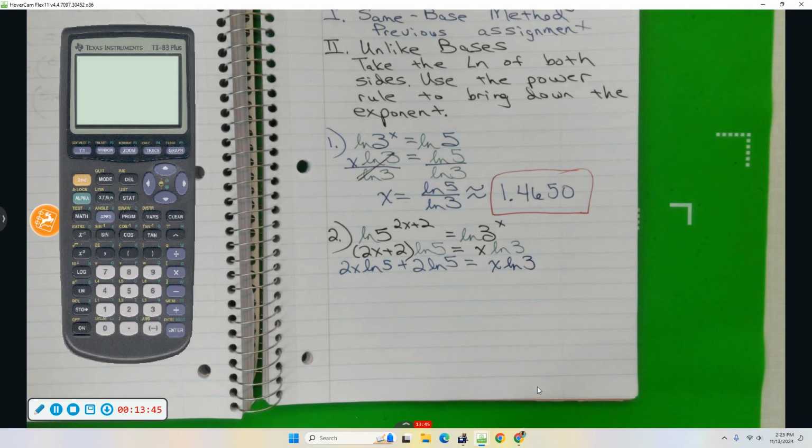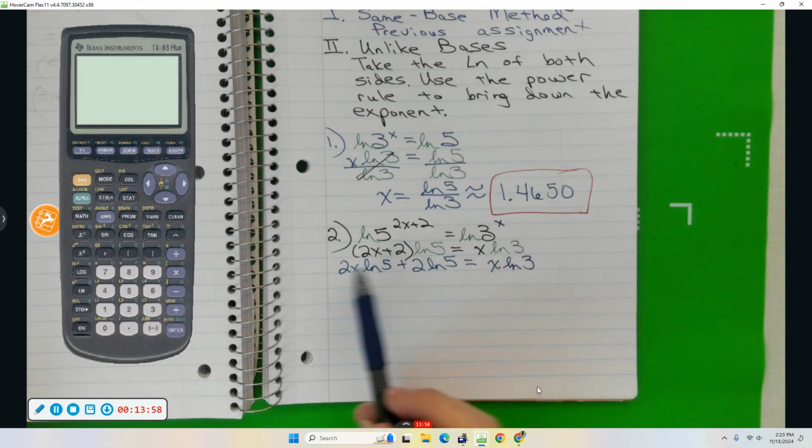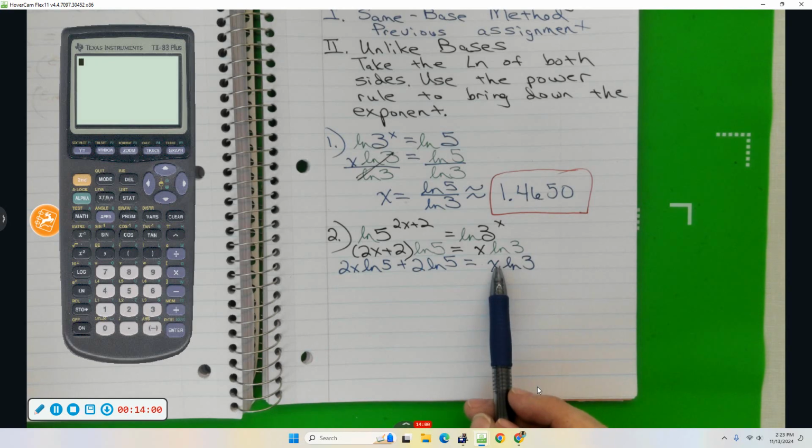Those ln's are just numbers. They're messy decimal numbers. The coefficient of x is 2 times ln 5. The coefficient of this x here is ln 3. If you have multiple x terms, get all the x terms on the same side of the equation.